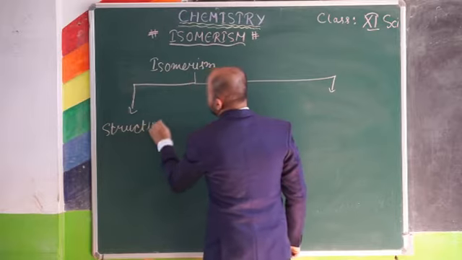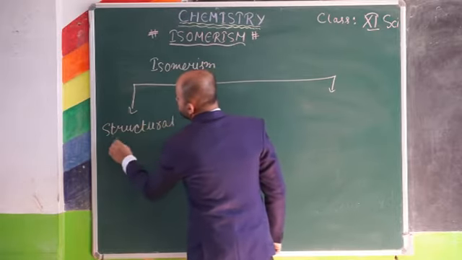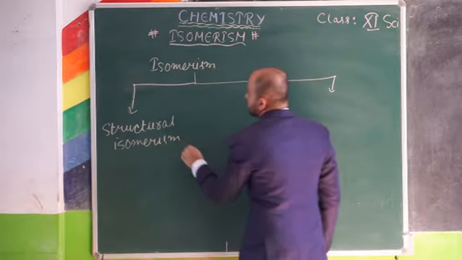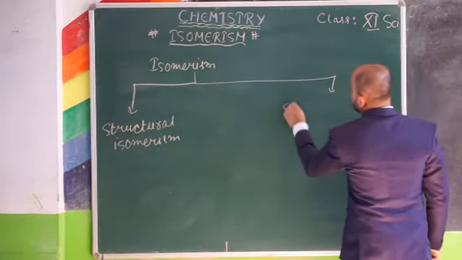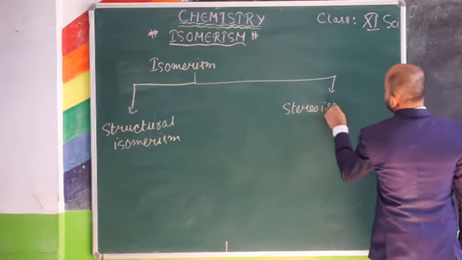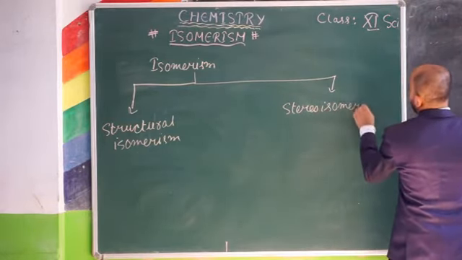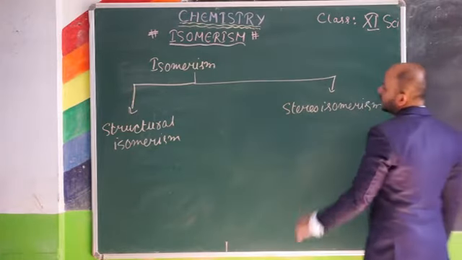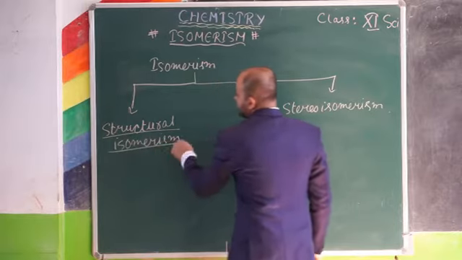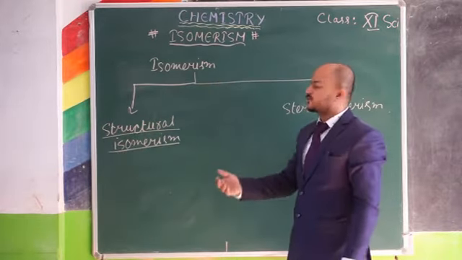Structural isomerism. The other one is stereoisomerism. Now, this structural isomerism is further classified into different types.